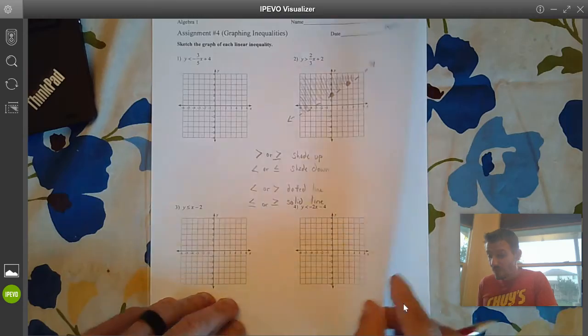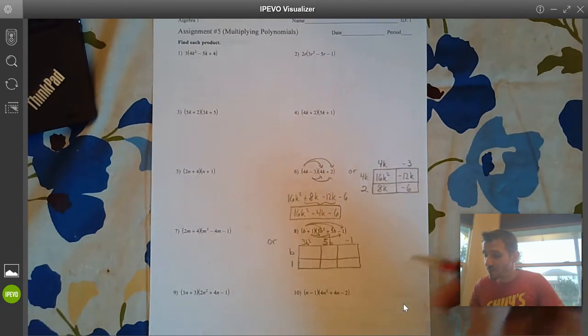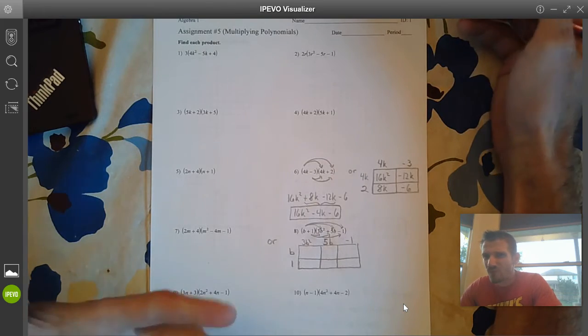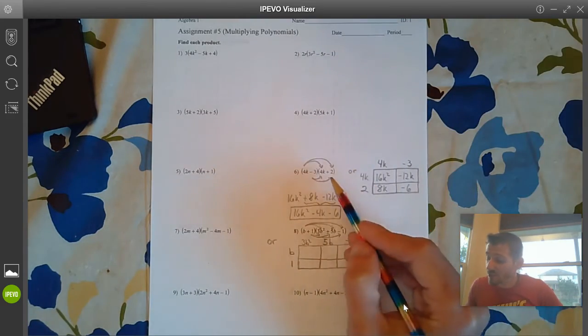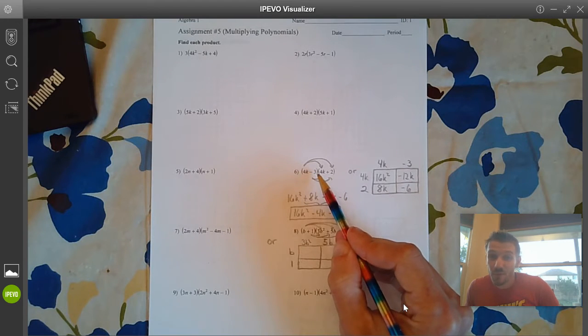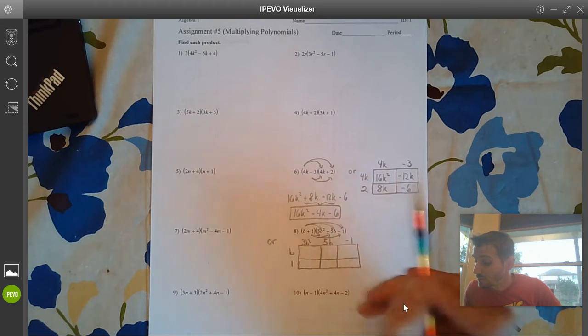Okay, moving on to assignment number 5. Assignment number 5 is basically your FOIL method, multiplying polynomials. For example, this one. Some people like the FOIL method. Some people like the box method, so I showed you both in this example.